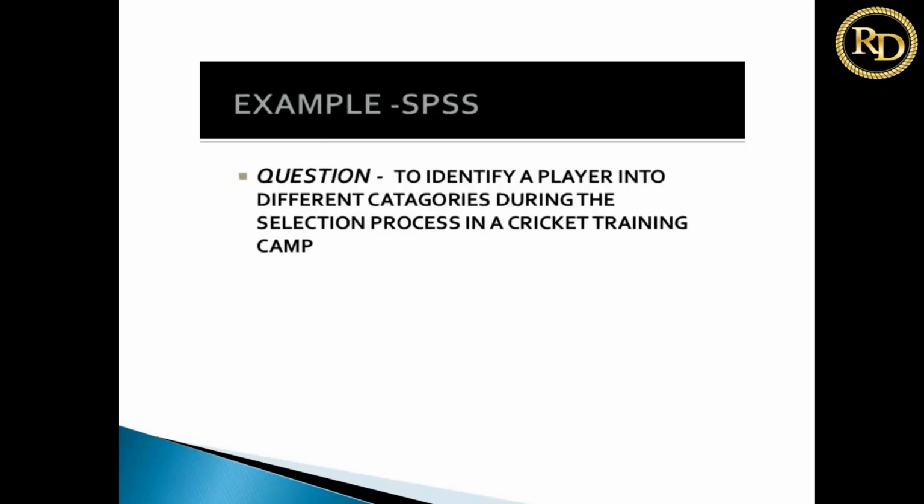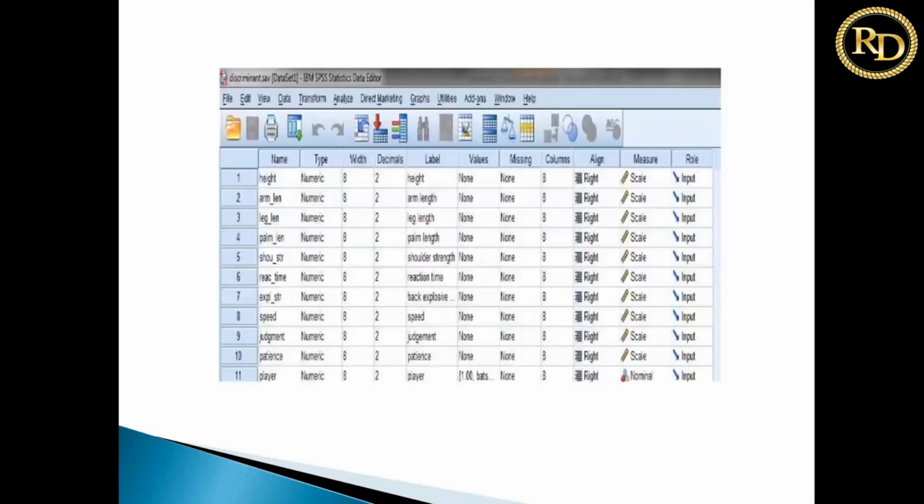So let us consider an example to carry out this discriminant analysis in SPSS. Suppose the question is to identify a player into different categories during the selection process in a cricket training camp. So here we have some measures which we have just discussed.